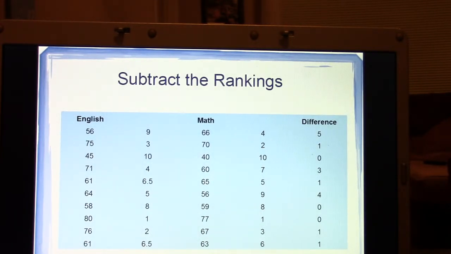Step 3, we must find the differences of our ranks. So you can see here, with the first score, you have a rank of 9 for English and 4 for math. The difference will be a 5. You'll leave all the integers as positive numbers, because in the next step we will square everything, and even if you were to multiply a -3 times a -3, you would still get a positive 9. So we're just going to go ahead and leave everything positive.